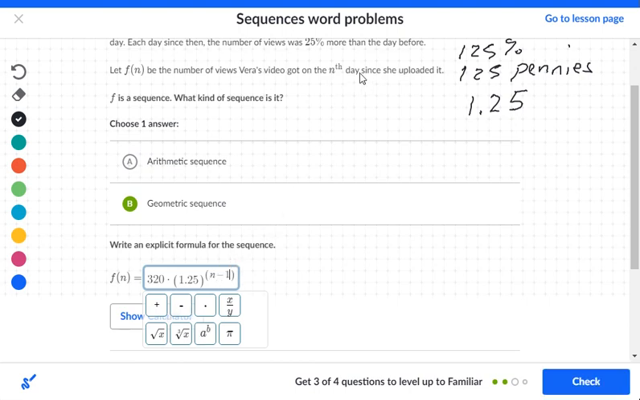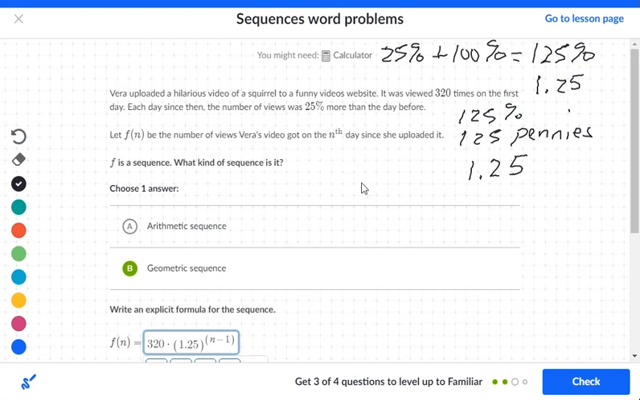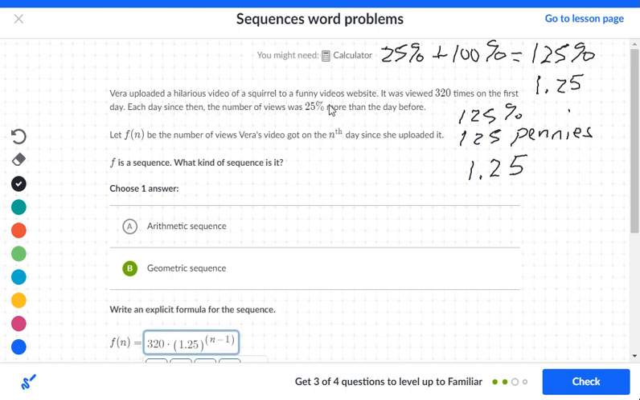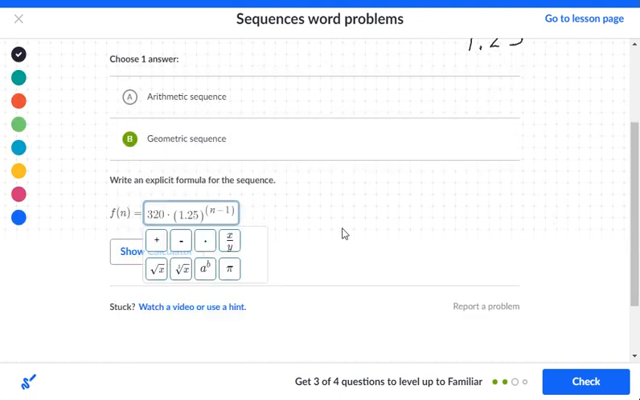So what do we have here? We started with 320 times the video was shown. It was 25% more than before, so this is our 25%. This is what was before, because remember, the 100% always represents what the actual view was from the previous day, and then we want to grow it by 25%. Well, you get 125%. You think of this as 125 pennies, which is $1.25. And then we take the n minus 1. We always finish with that, but we make that an exponent.